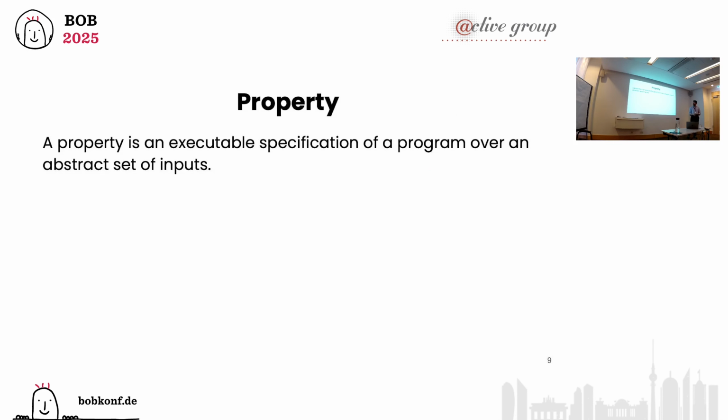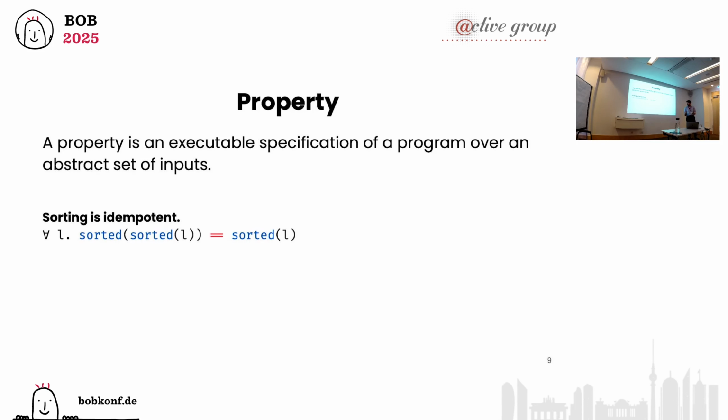Okay. So a property now is an executable specification of a program over some abstract set of inputs, right? And that is what we did. We took some concrete inputs and we changed the executable specification we had to make it an abstract version of it.